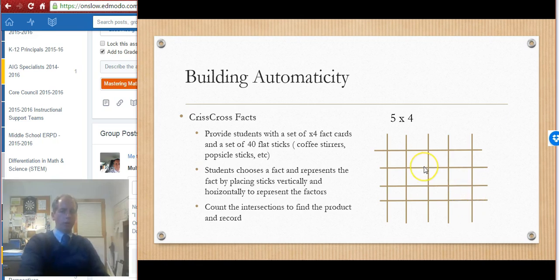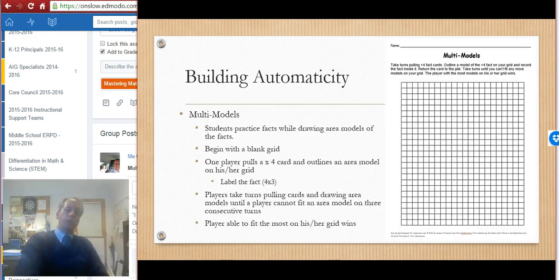They cross in 20 places. So 5 times 4, there are 20 intersections there, and I'm going to write that out. I'm going to write the multiplication equation. I'm going to write the solution as well. Multi-models is another one you can use with any math fact very simply.